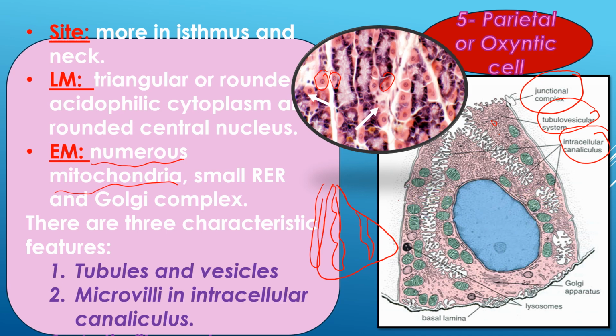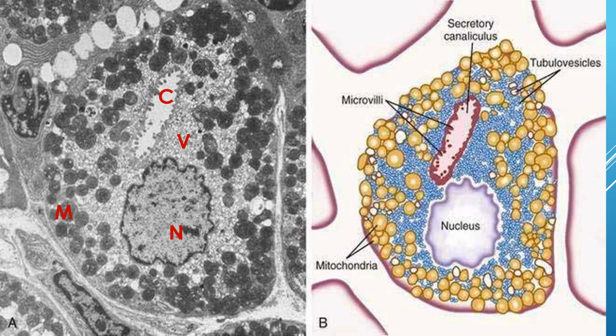Let's see more pictures of the parietal cell. Here we can see that we have a triangular cell full of many mitochondria. Does that go with the parietal cell? Yes, it has numerous mitochondria. It has a central vesicular nucleus, and canaliculi, a channel inside the cell with small vesicles surrounding it. Why? In order to communicate with the channel and increase the surface area. Can you see here? This is the channel. It has small microvilli and a tubulovesicular part.